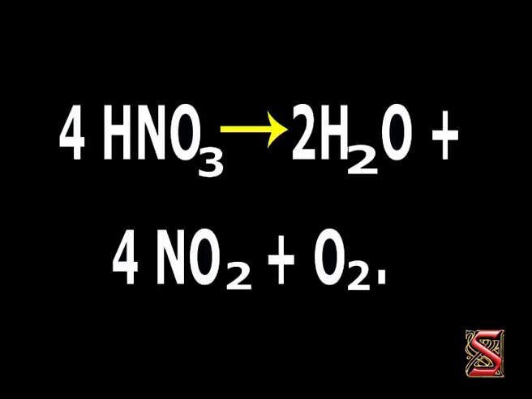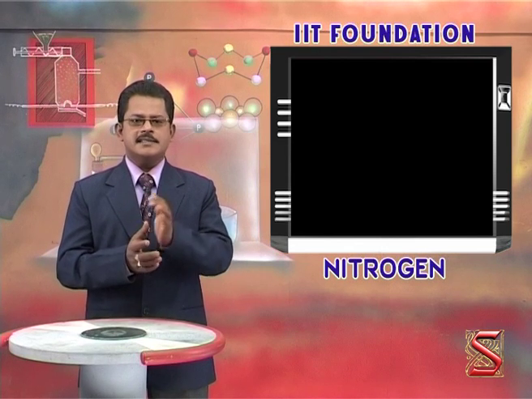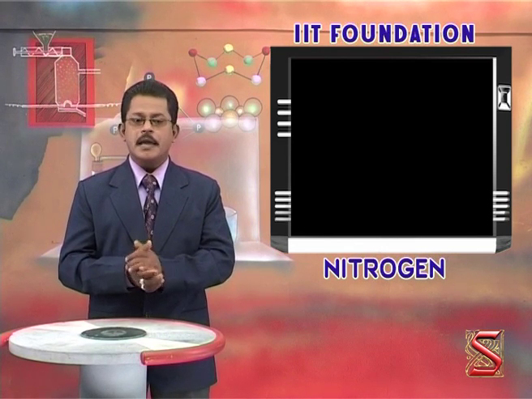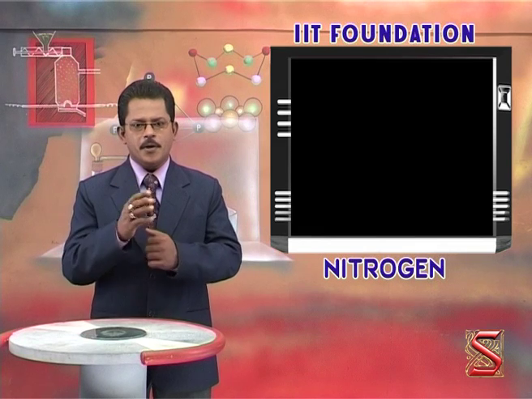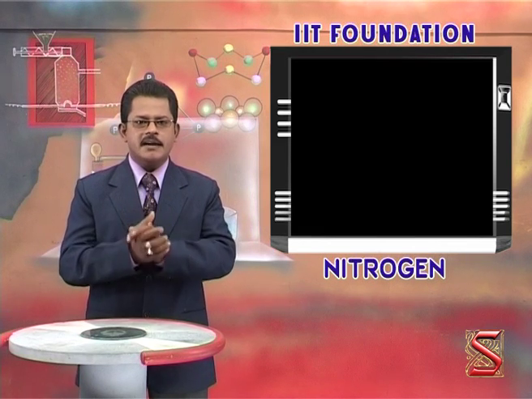4HNO3 gives rise to 2H2O plus 4NO2 plus O2. Nitric acid as an acid in the dilute form. Dilute nitric acid is monobasic and exhibits acidic nature.